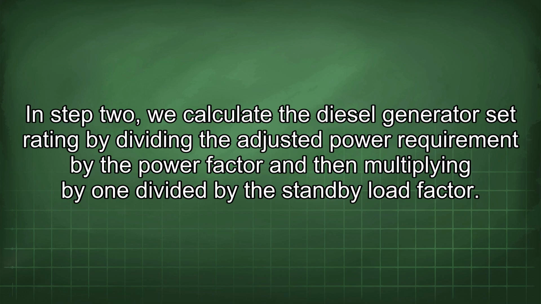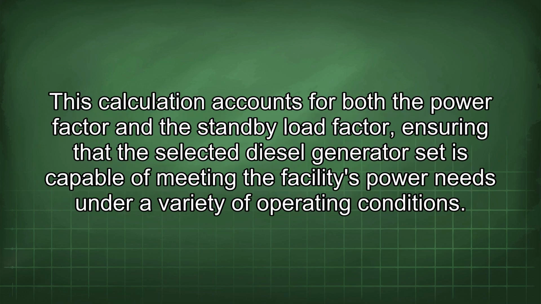In step 2, we calculate the diesel generator set rating by dividing the adjusted power requirement by the power factor and then multiplying by 1 divided by the standby load factor. This calculation accounts for both the power factor and the standby load factor, ensuring that the selected diesel generator set is capable of meeting the facility's power needs under a variety of operating conditions.